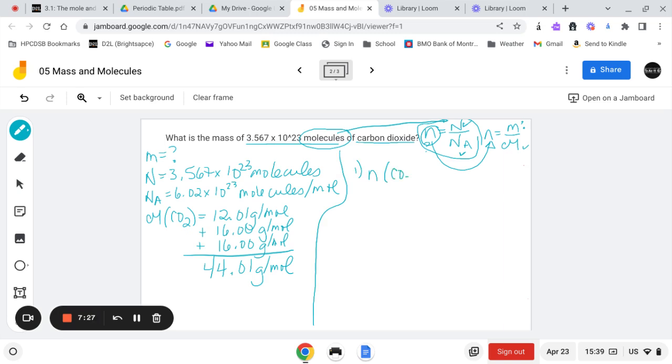And so we want to solve for the moles of CO2. And we're going to take molecules divided by Avogadro's number. And we're going to sub it in. 3.567 times 10 to the 23 molecules divided by Avogadro's number, the constant, 6.02 times 10 to the 23 molecules per mole. Okay, so I know I'm not going to have a mole. I have a smaller number than I do if I have 1 mole. So let's divide that out and see what we get.